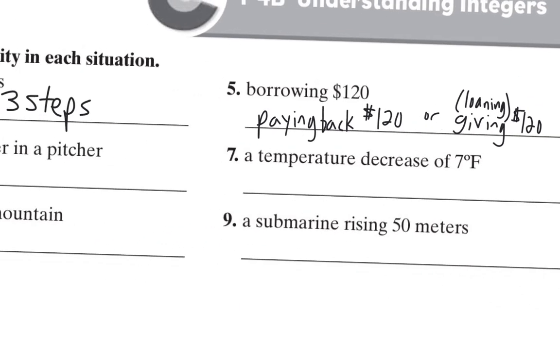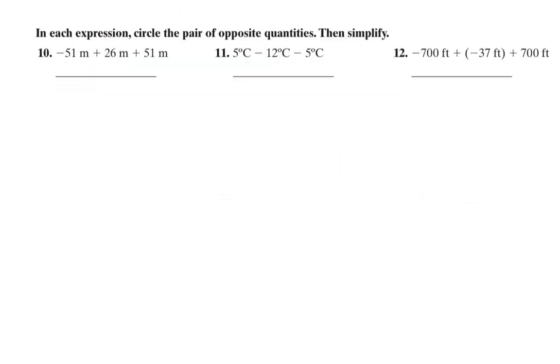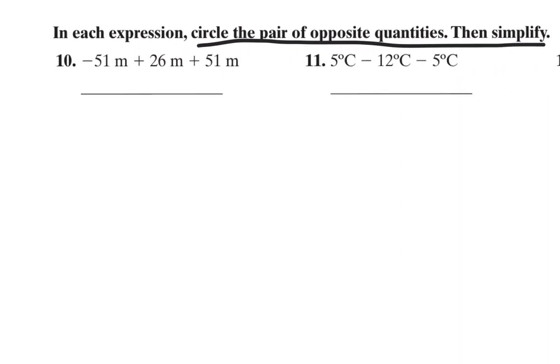Okay, so that's examples of opposite quantities. The next section, they want us to circle the pair of opposite quantities and then simplify. So if you look at number 10, circling the opposites, we're looking for numbers that have the same number part but different signs. It looks like on number 10, our opposites would be the negative 51 meters and the positive 51 meters. Those are opposites. So it says then simplify.